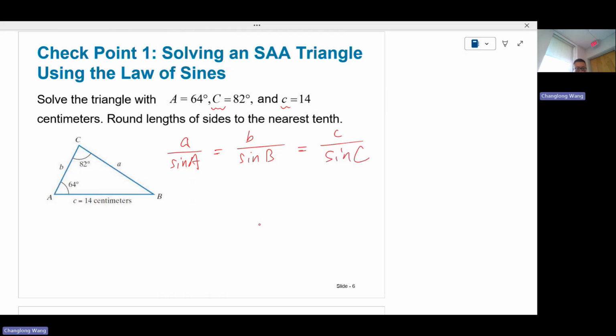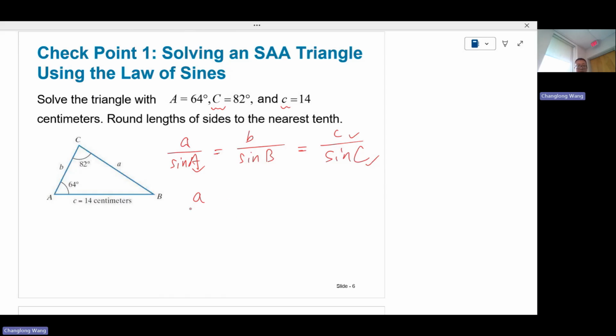So let's say we know the angle A. We know the angle C. We know the little c. So if we want to find out what little a is, how would I do that? Or which two ratios should I pick to assemble the equation? a over sine A and c over sine C, right? That's the first and the third ratio.